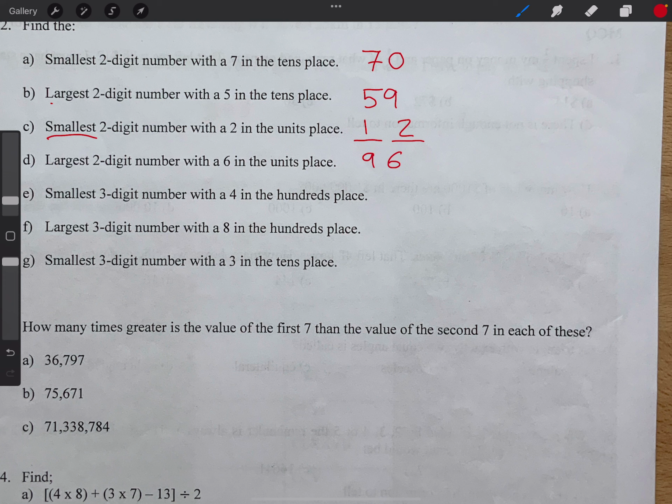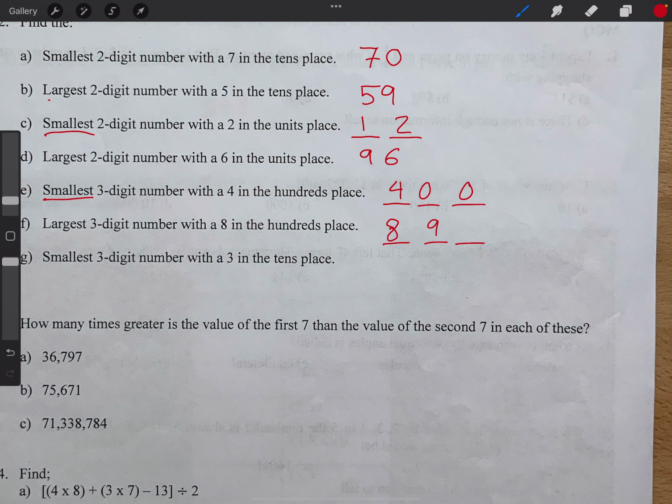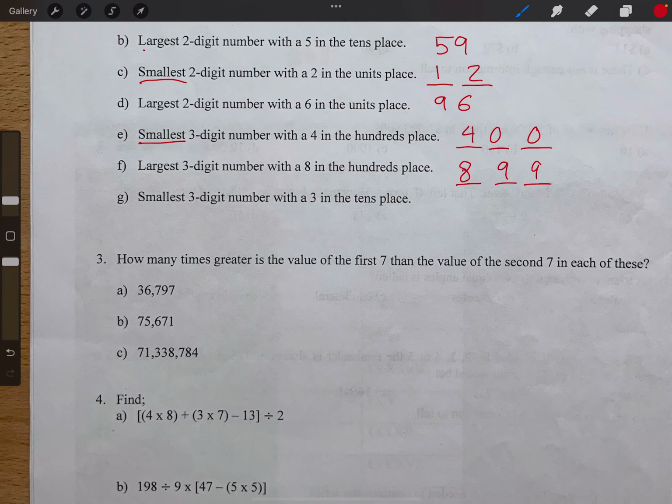Smallest 3-digit number with 4 in the hundreds place. So the 4 goes here, and they want the smallest, so the rest just put 0. Now the largest 3-digit number with 8 in the hundreds place, so 8 here, and they want the largest, so we just put 99. Another 3-digit number: smallest with 3 in the tens place, so 3 must be in the tens place, and this will be a 1 and a 0. We can't choose 0 first because otherwise it'll be a 2-digit number instead of 3-digit.